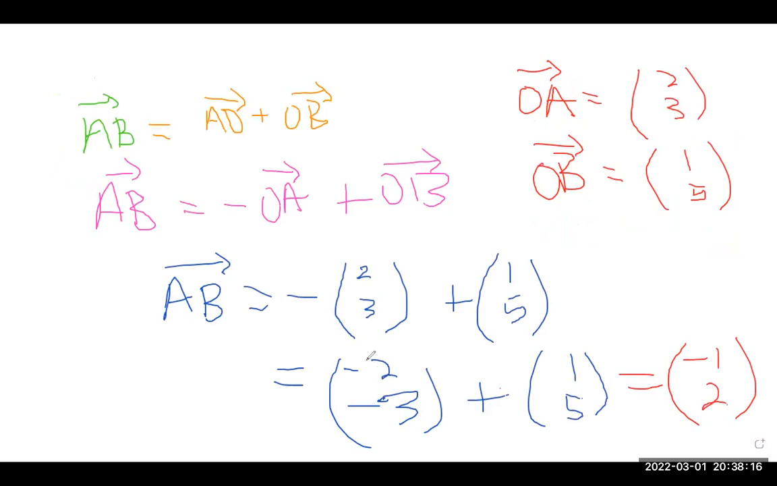This part here, -2 plus 1 to give -1. Why is it minus then? Minus the AB, the blue part. Why is it minus? Because AO is the same as negative OA. OA is 2, 3. So if I'm finding negative OA, it is -2, 3.